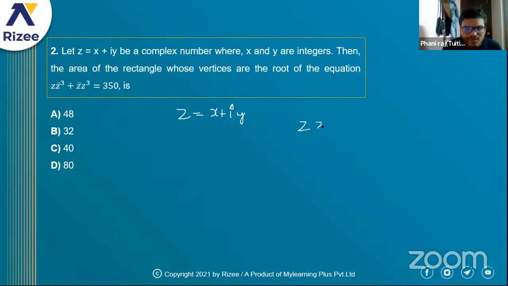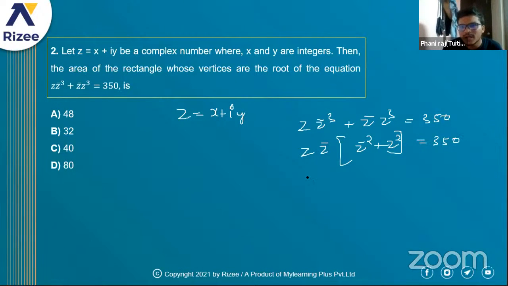So z into z bar cube plus z bar into z cube equal to 350. Now we'll do one thing. We'll take the common one, that is z bar square plus z square equal to 350. Now what is this? This is mod z square. Z bar is mod z square. We all know that.